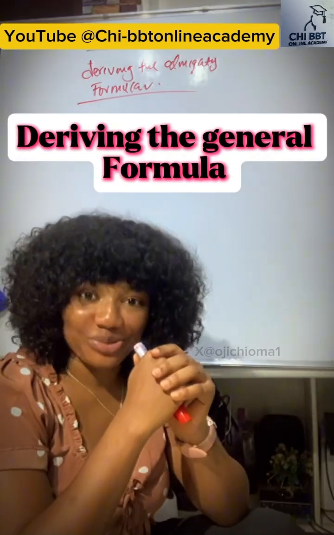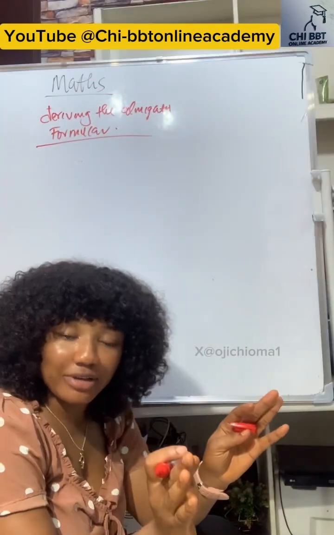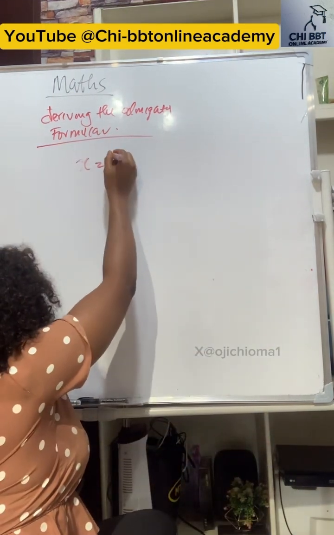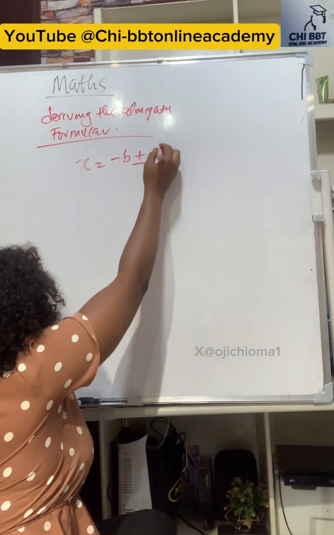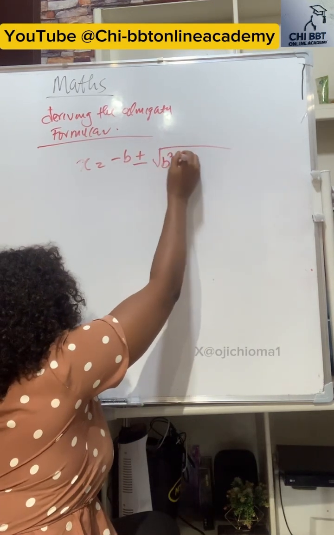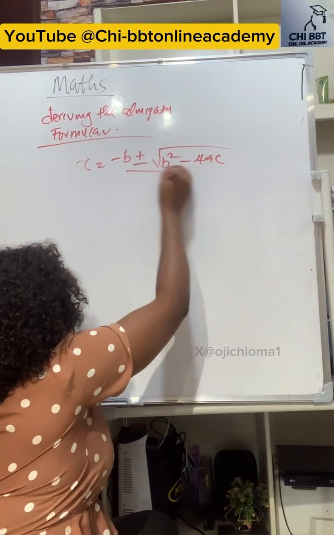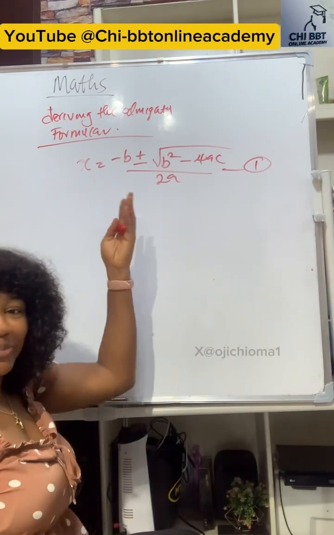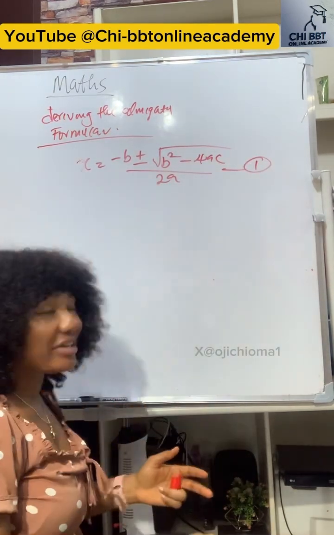Guys, let's go. So guys, the general formula or the almighty formula is expressed like this. x = (-b ± √(b² - 4ac)) / 2a. Equation 1. I know a lot of people are familiar with this equation. Now we are proving it, right?